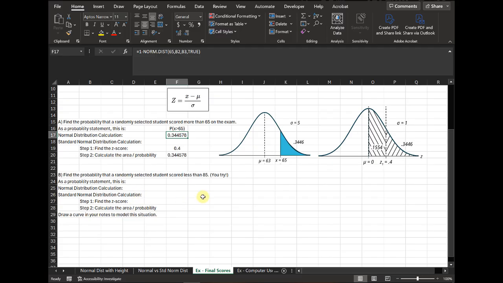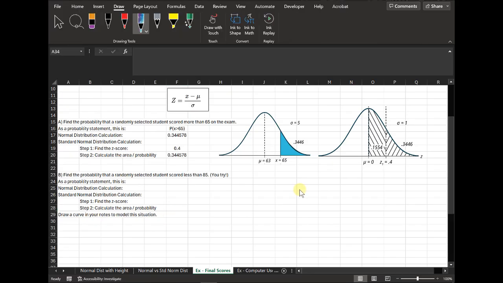I want you to do the exact same thing, where I want you to draw everything out and do all the calculations on your own. You have all the hints up above. So I would recommend that you pause the video here and find the probability that a randomly selected student scored less than 85. First calculate this via the normal distribution and then via the standard normal distribution. You should also draw some curves in your notes just to model this situation. So give that a try, hit play when you're ready.